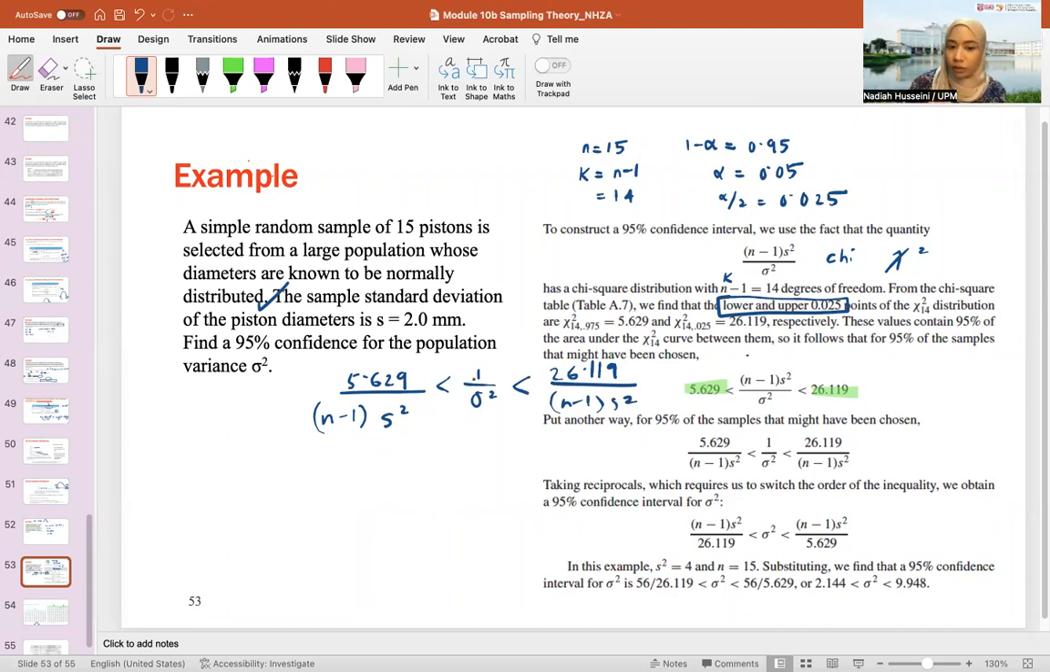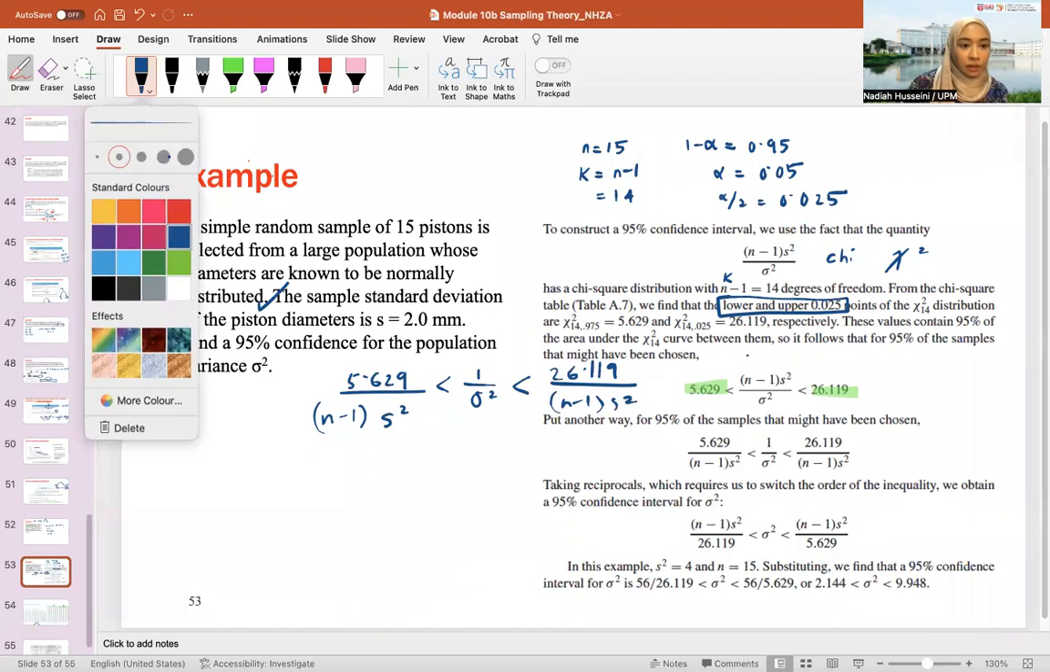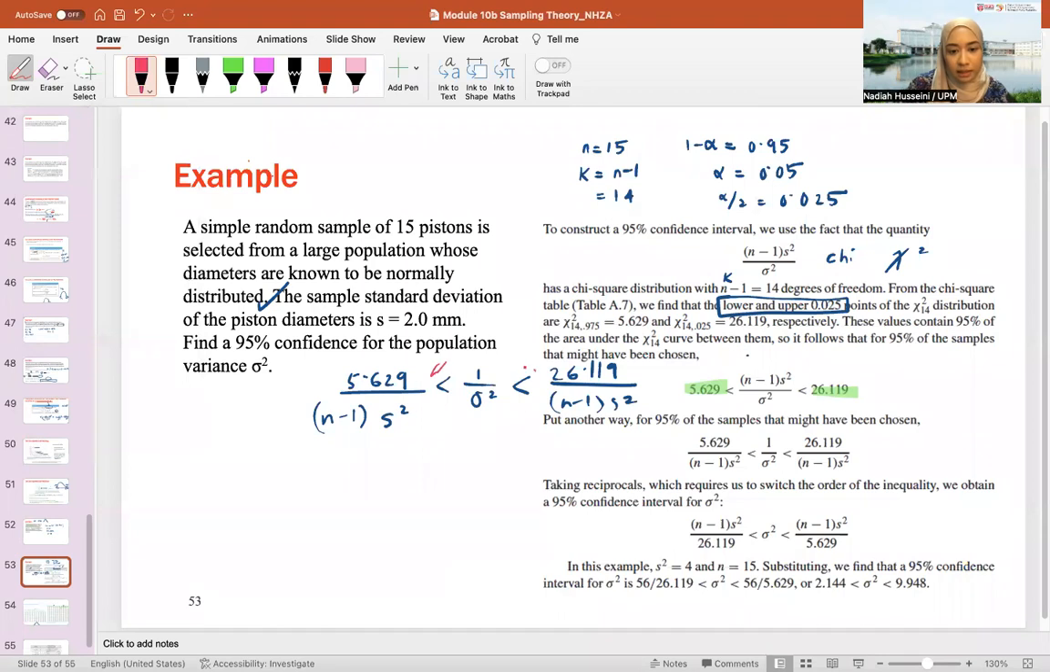If you want to switch this, to go up, you make it into your numerator. Basically, you have to change this sign as well. Very, very important step. So variance is going to be up here, 1. You're flipping it, right? You have to bring this to the other side, 5.629. Sorry, I'm flipping it.